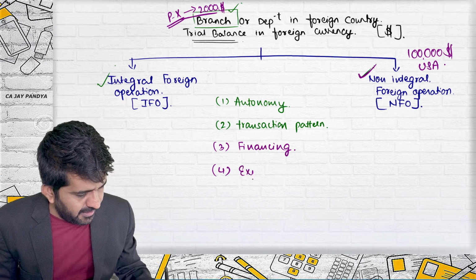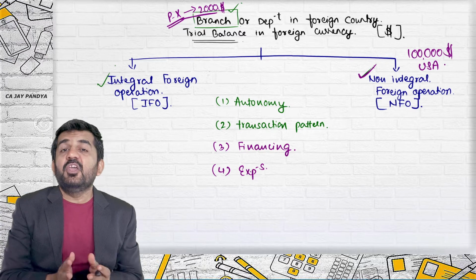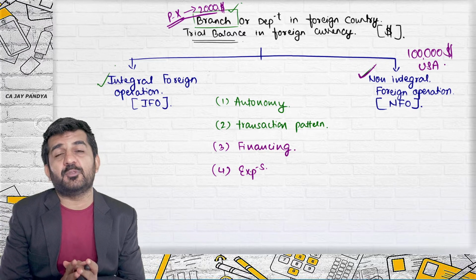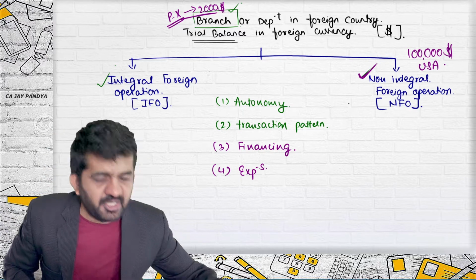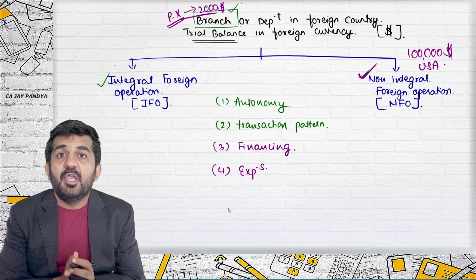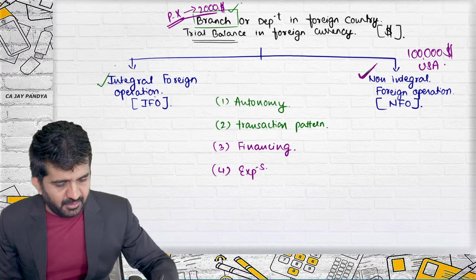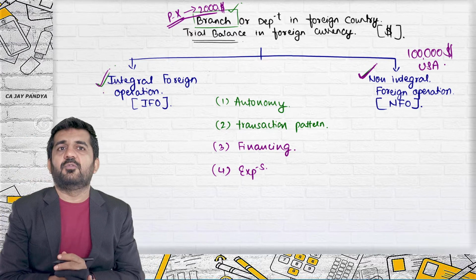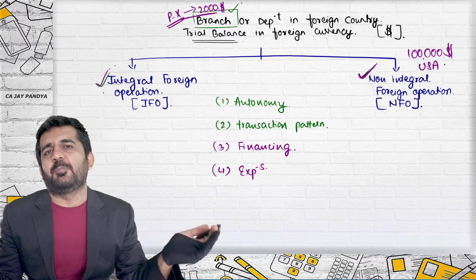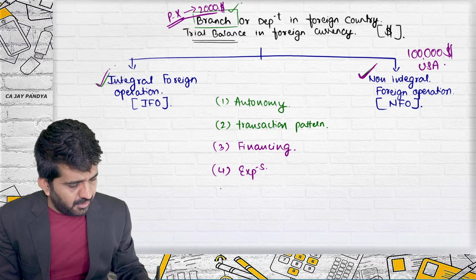Expenses. If the majority or all of the expenses are in dollars, they are non-integral foreign operations. If the expenditure is majorly done from India in rupees, they are integral foreign operations, because ultimately it is part and parcel of the Indian counterpart.